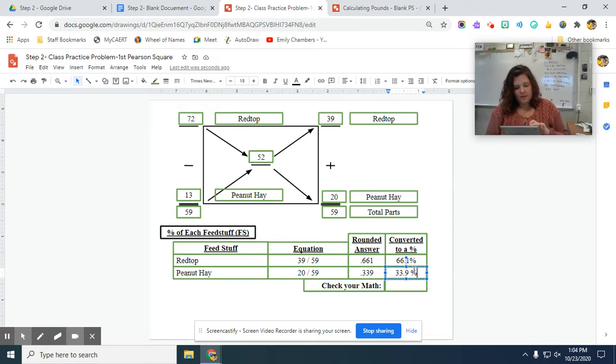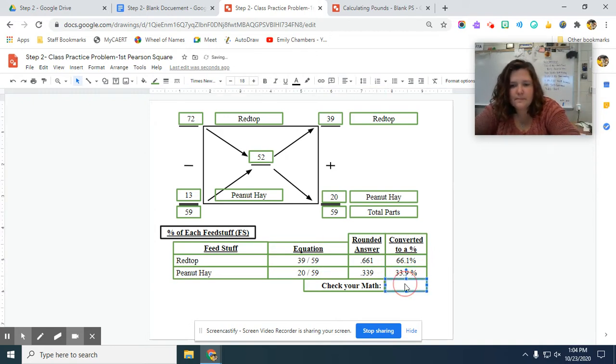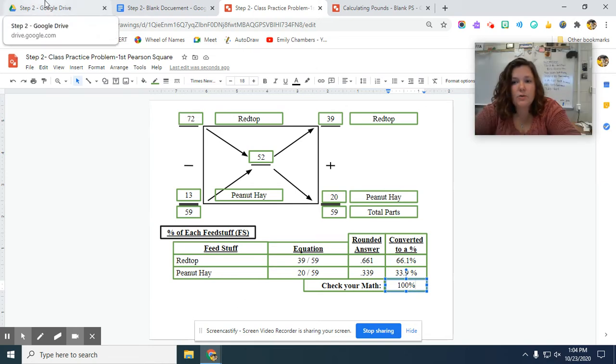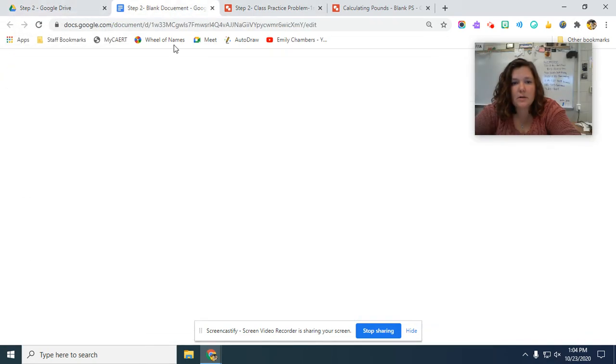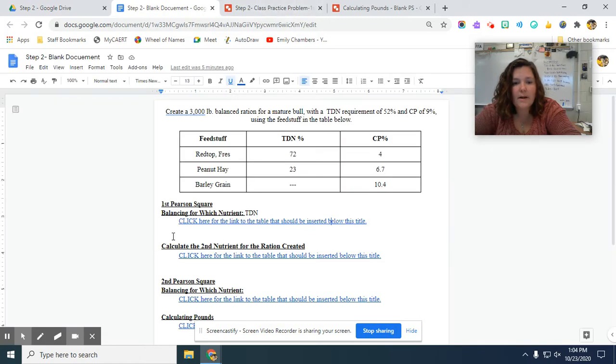66.1 plus 33.9 equals 100%. So we know as of right now our math is correct. And that is all you do for this slide. So what you are going to do now is you are going to insert that right here.